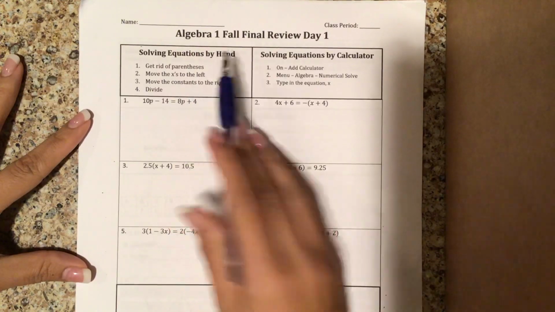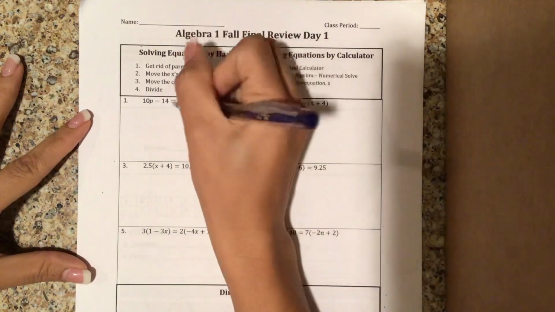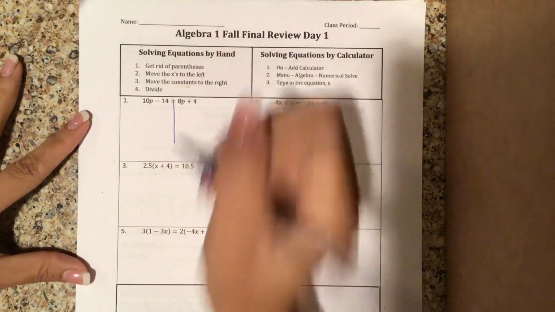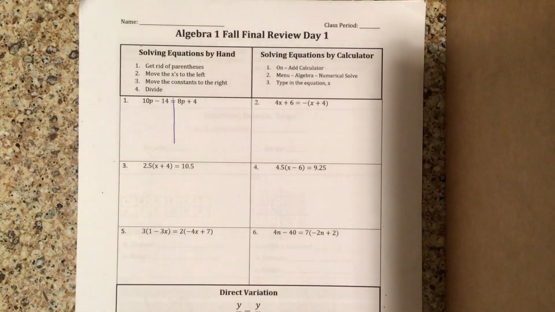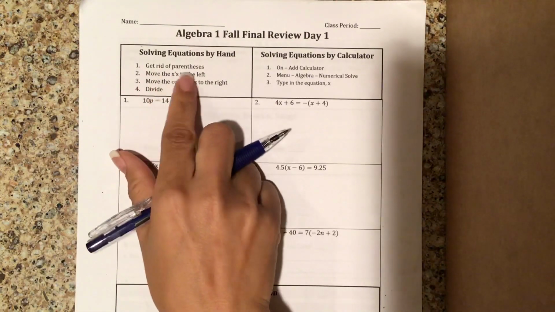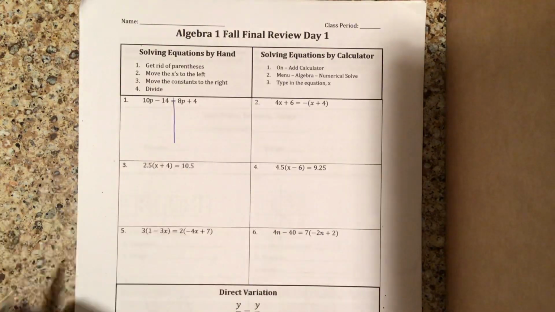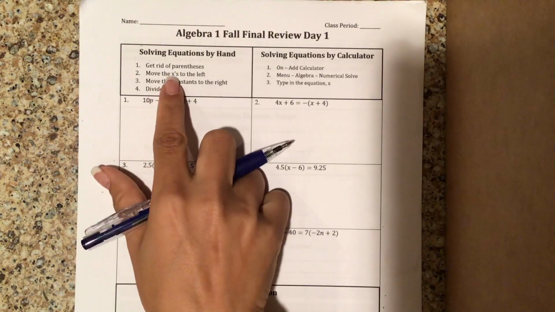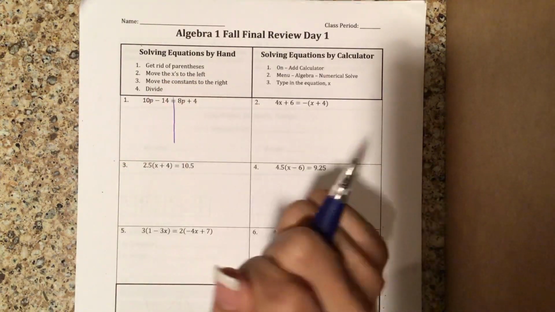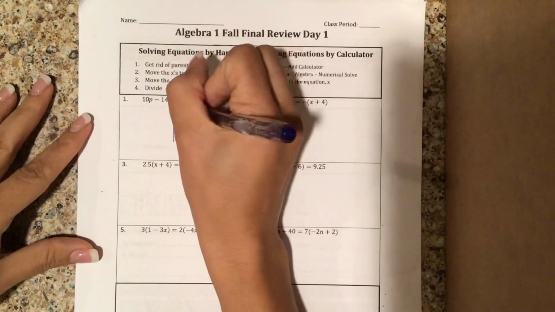So we're going to start by solving equations by hand. So what we did in the very first week of school is to solve an equation. I need to, step one, get rid of parentheses. Well, there are no parentheses in number one, so therefore, we don't have to worry about step one. Step two, move the x's to the left. So in this one, we have p's, that's my letter.